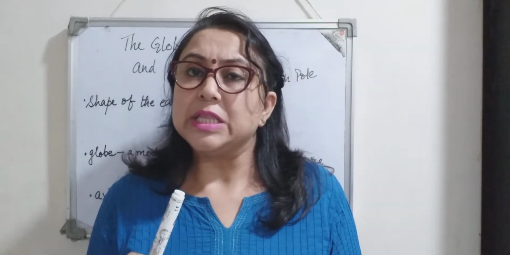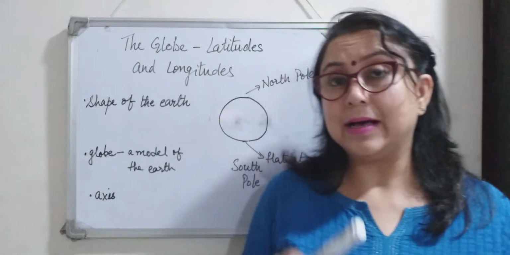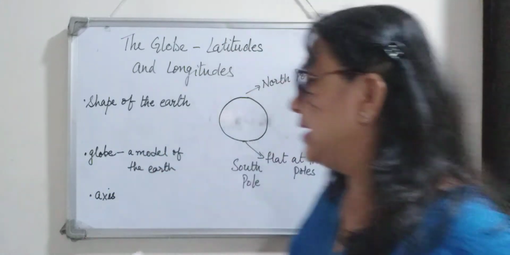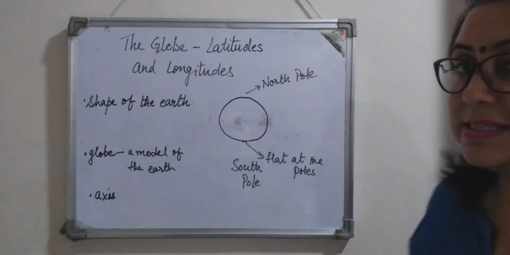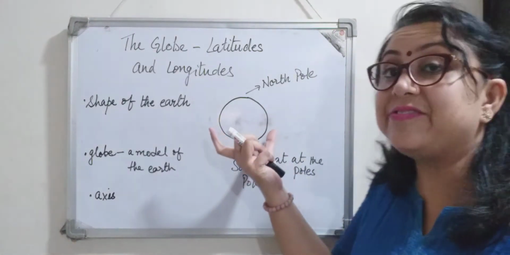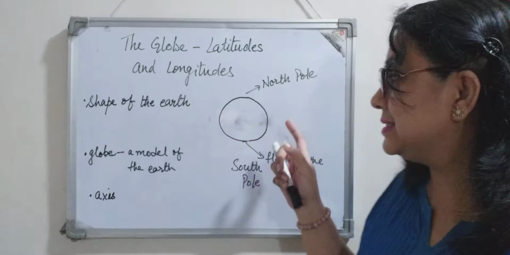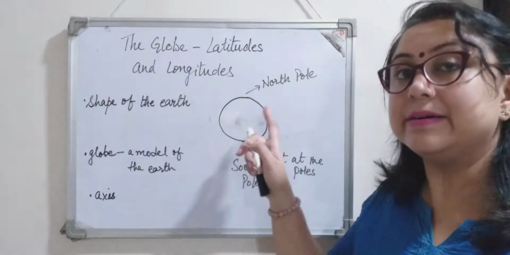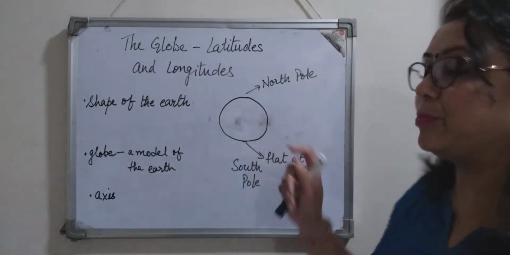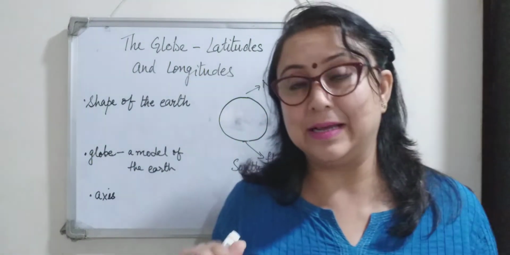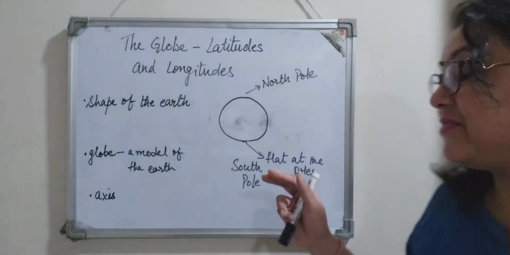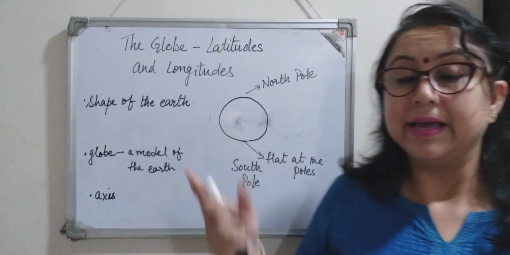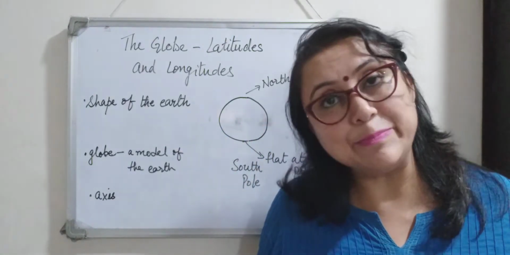So the shape of the earth is not absolutely spherical, it is not circular, right? It is flat at the poles and a little fat at the center, right? If we see the entire earth, we see that at the poles it's slightly flat. The poles are flat, and the center part is slightly bulged, right?